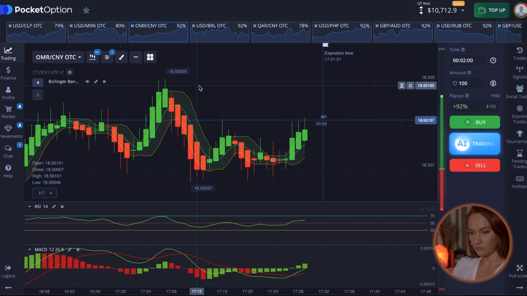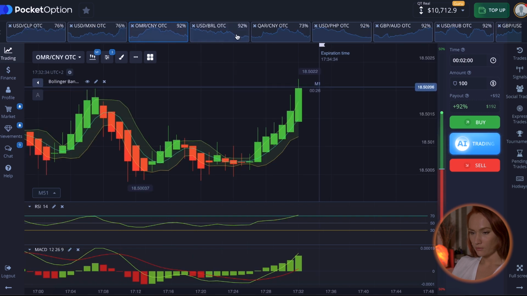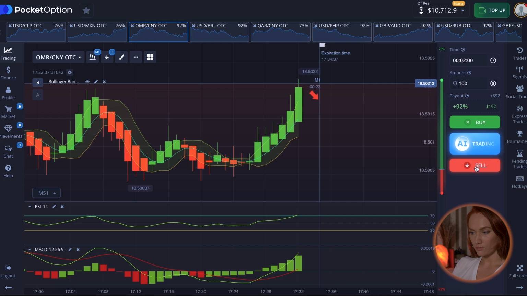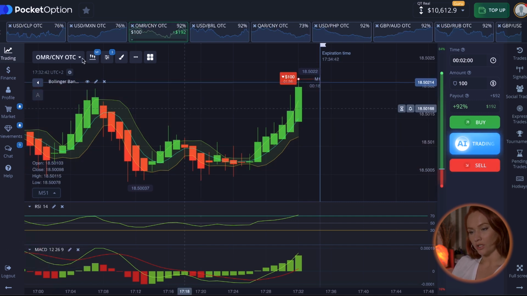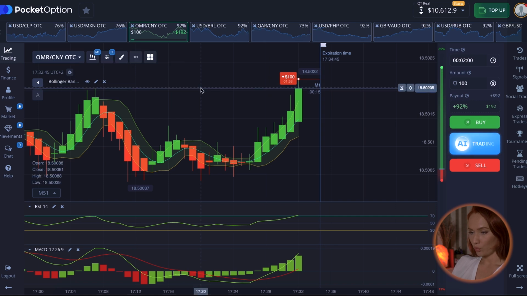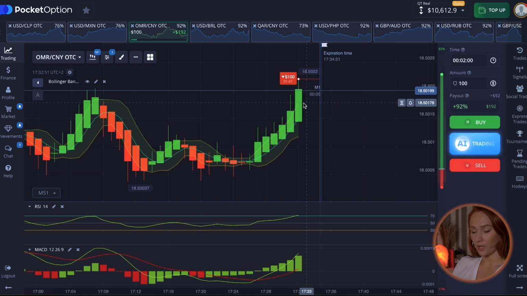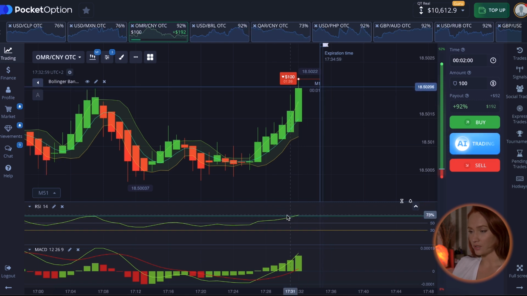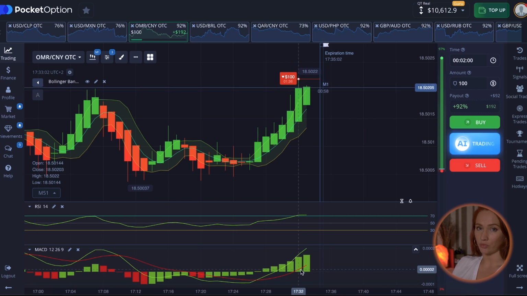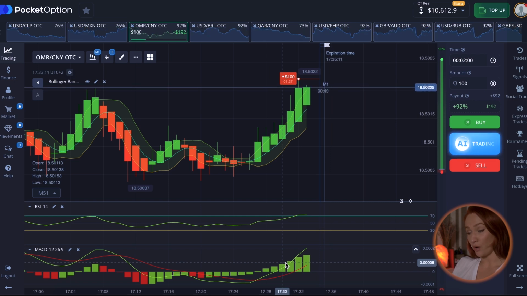So, the first currency pair is the Omani Rial Chinese Yuan. We see the following situation. The candles have broken through the top outline of the Bollinger Band, and therefore there's going to be a trend reversal. We see our RSI also crosses the 70 line, and there will be a trend reversal as well. But the MACD indicator is going up. The line goes from bottom to top, and this actually indicates the opposite.